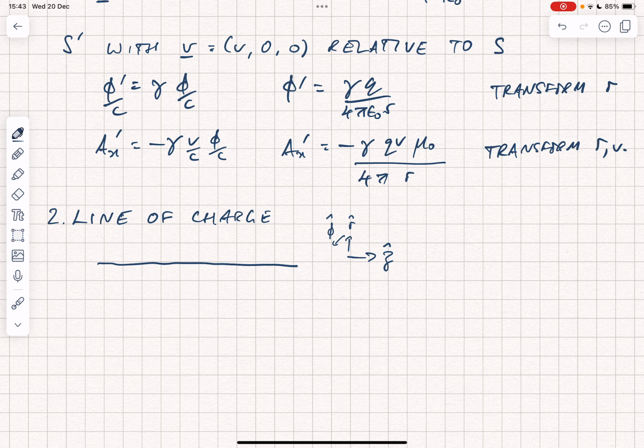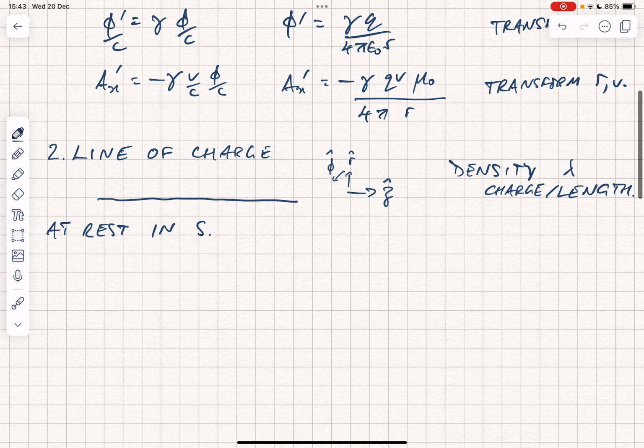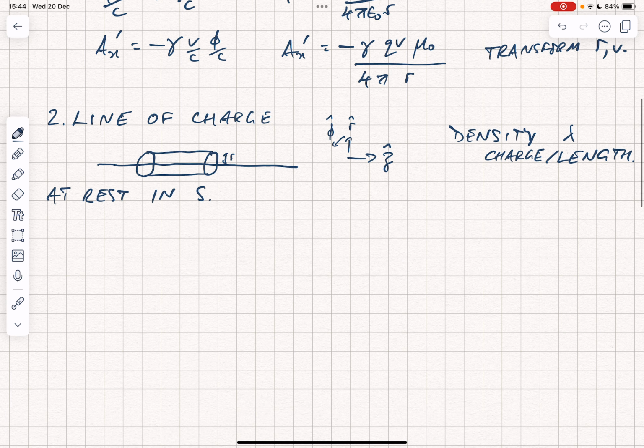This is a line of charge. It has density lambda, which is a charge per unit length. And we're assuming that it's at rest in our standard reference frame S. And we want to calculate the electric field. So to do that, we're going to create a cylindrical surface, a cylindrical volume, which is going to have radius R, and we're going to figure out what's going on using Gauss's law.